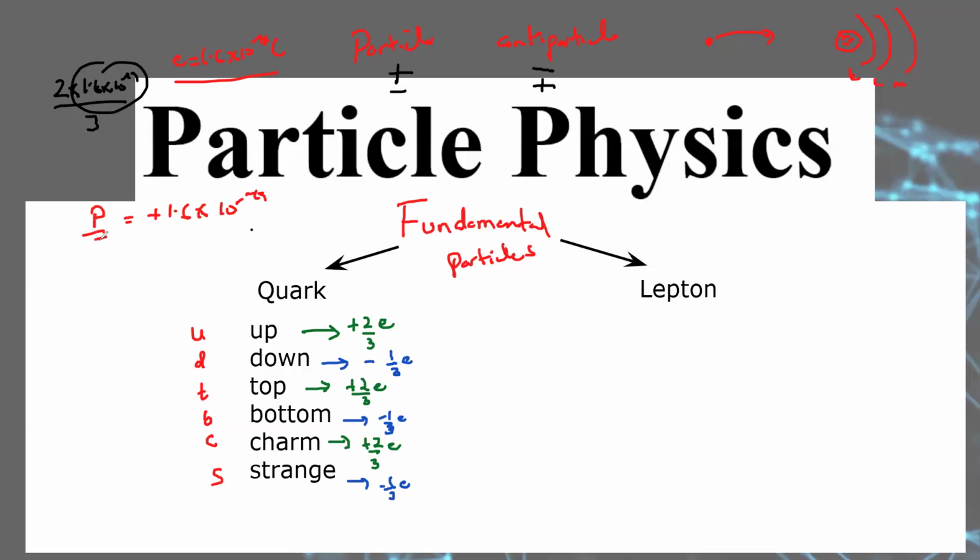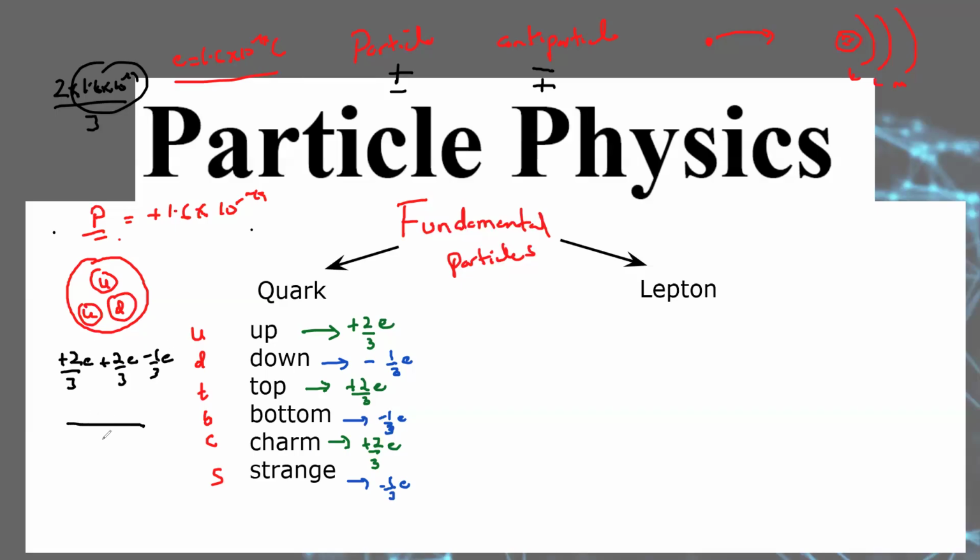Actually, the proton is not a fundamental particle. Proton is made up of what? Proton is made up of 3 quarks. What are the 3 quarks the proton is made up of? It is made up of up, up, and down. And what is the charge of up? 2 by 3 E. What is the charge of this other up? Plus 2 by 3. And what is the charge of down? Minus 1 by 3 E.